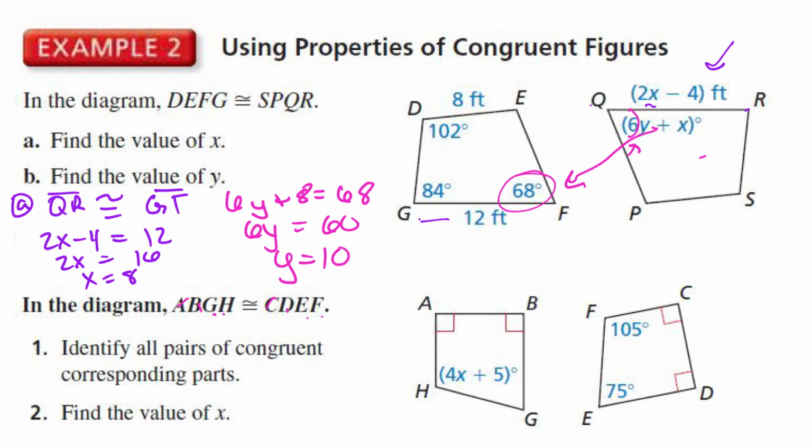Okay, to find the value of X, we have 4X plus 5. If we just rotate this figure, our figures will match up. And so if we rotate it, H and F are the same, and so we're going to set it equal to 105. So 4X is equal to 100. X is equal to 25.